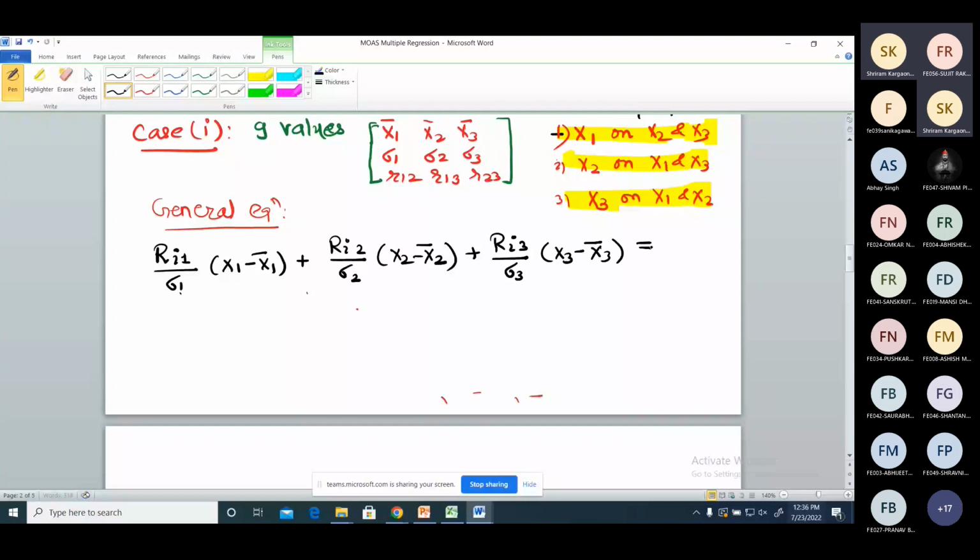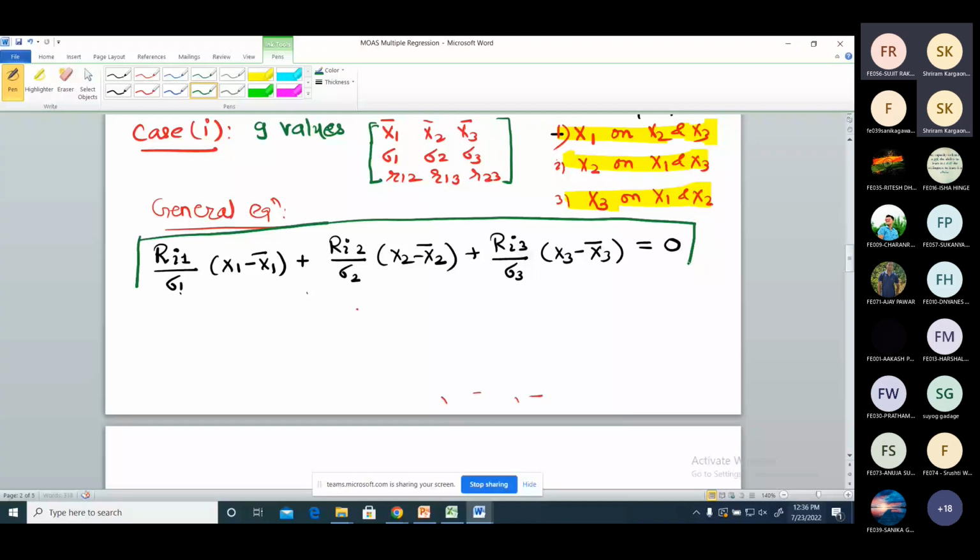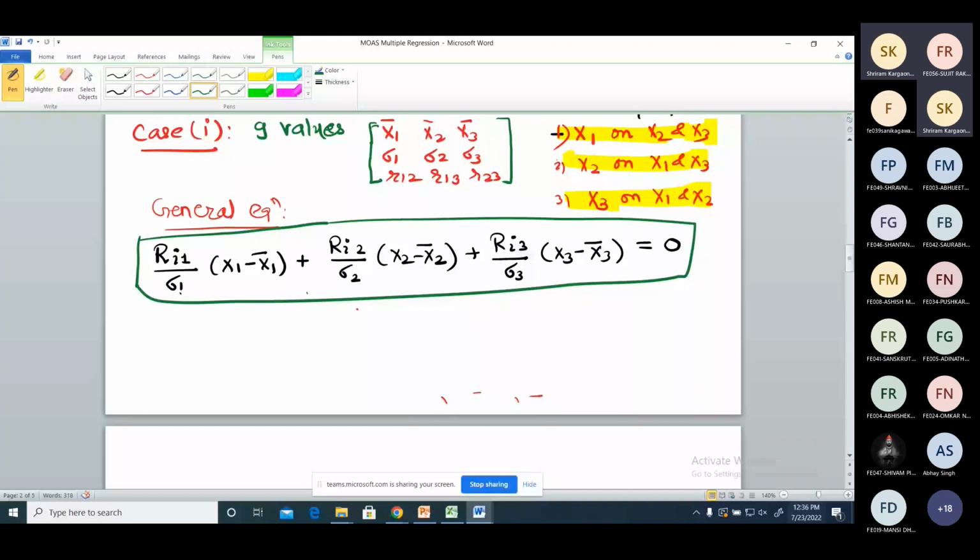This is that general equation. You have to remember this. If you can remember this formula, you can derive all three equations. And in case 2, where there are three equations, that also you can derive from this. You have to just understand how to use this equation.